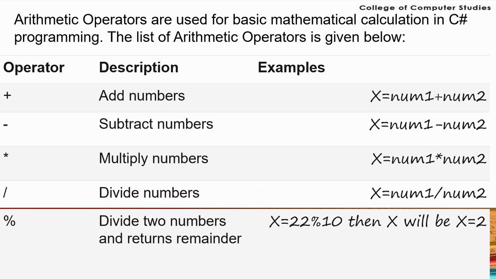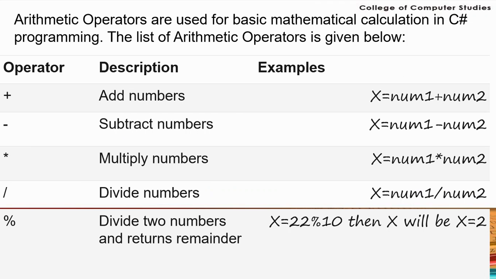So here are the examples. We have x is equal to num1 plus num2, x is equal to num1 minus num2, x is equal to num1 multiplied by num2, x is equal to num1 divided by num2. For the modulus, we have x is equal to 22 mod 10. Then x will be equal to 2.